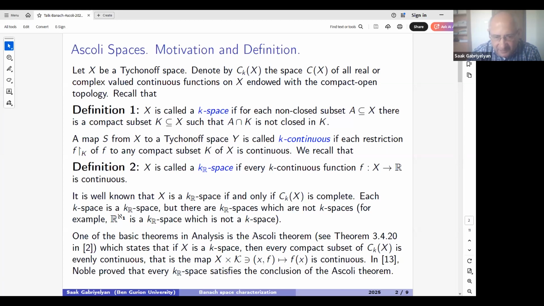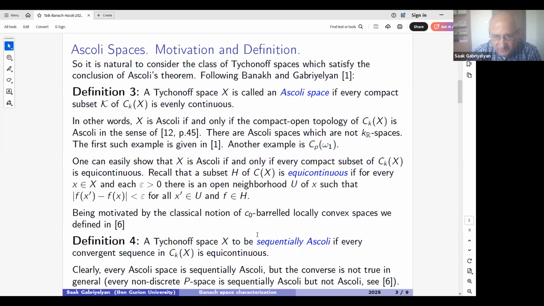Noble proved that every KR space satisfies the conclusion of the Ascoli theorem. So it is natural to consider the class of Tikhonov spaces which satisfies the conclusion of the Ascoli theorem. Following Taras Banakh and my joint article, we call a Tikhonov space an Ascoli space if every compact subset K of the space CKX is evenly continuous. In other words, X is Ascoli if and only if the compact open topology of the space is Ascoli in the sense of the book of McCoy and Ntantu.